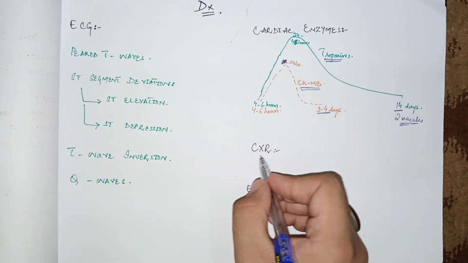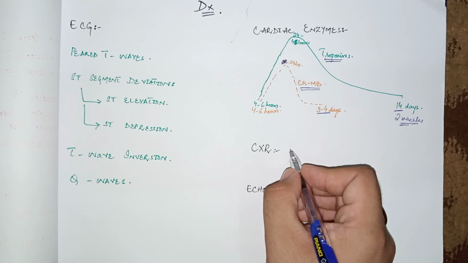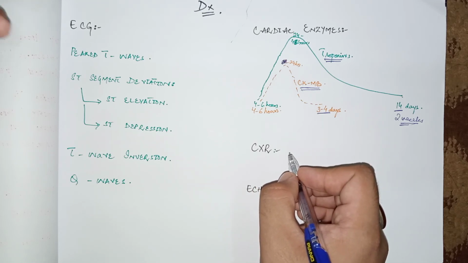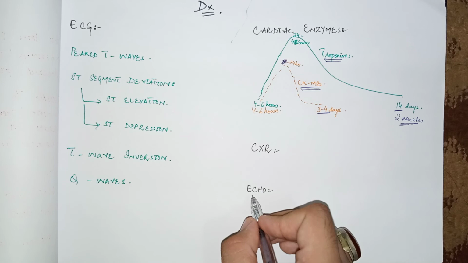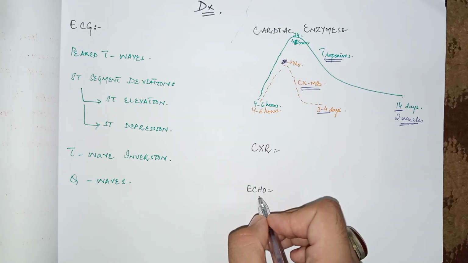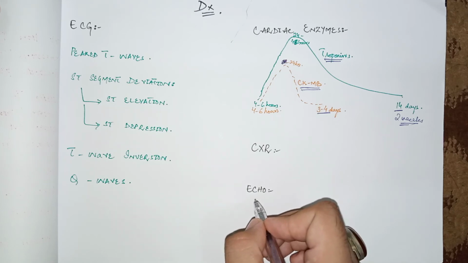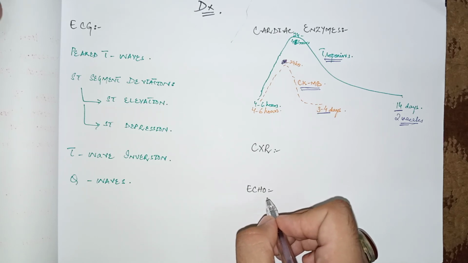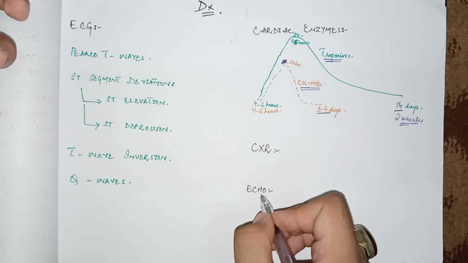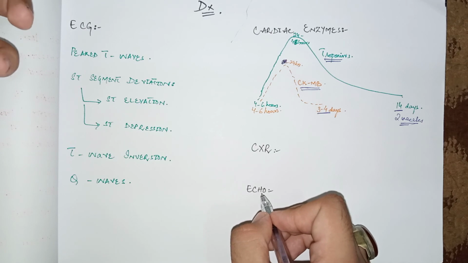The next investigation is chest x-ray, which sometimes shows cardiomegaly and pulmonary edema, because the patient sometimes develops pulmonary edema because of cardiac failure in myocardial infarction. And echocardiogram or ultrasound of the heart is very important before discharging the patient from the hospital, to check the complications of myocardial infarction like mitral regurgitation, myocardial rupture or pericardial effusion, and all other complications or motility problems of the heart can be checked by this echocardiogram. So this is very important before discharging the patient.